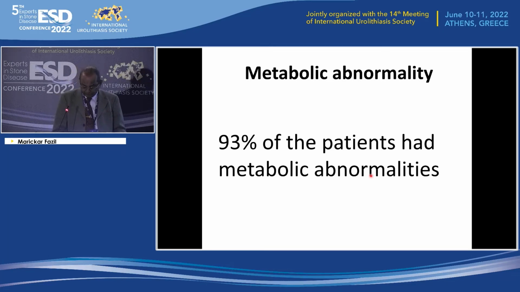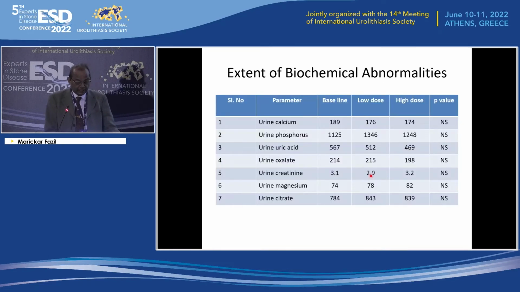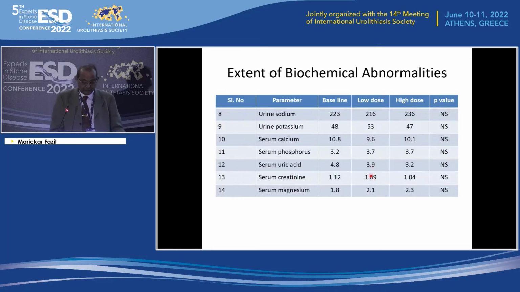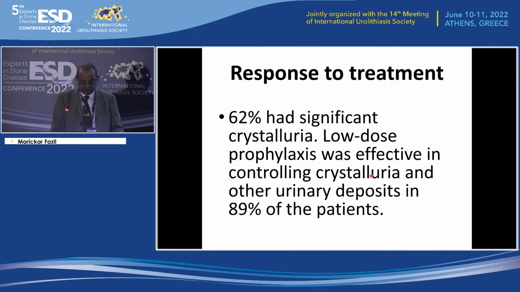And 93% of our patients had metabolic abnormalities, and the most common metabolic abnormality was the urine oxalate level. If we consider that 40 milligrams is the upper limit of normal, even if we took it as 80 milligrams, many of the patients had a high oxalate level, and it is very necessary to reduce the oxalate level, and pyridoxine is the ideal one to do that. We have not found any significant variations in the biochemistry by the administration of the drugs, but the extent of crystalluria, as I mentioned here, 62% had significant crystalluria on repeated examination.